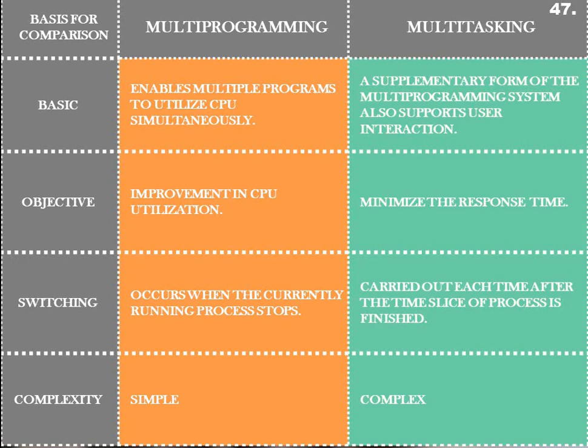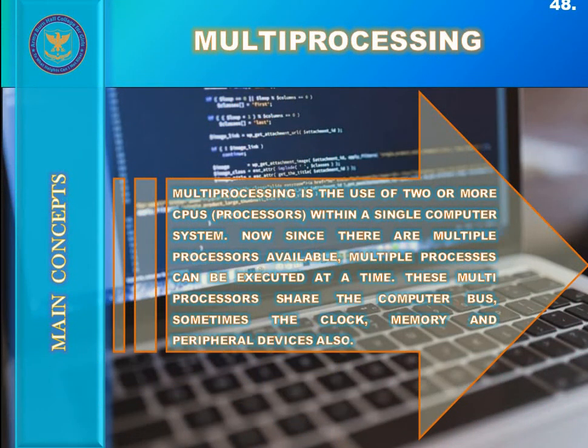In multitasking, the CPU takes care of the quantum. When the time slice or quantum of one program or task expires, then the CPU switches to another task or job for execution. While in multiprogramming, it takes care of the number of tasks of a program. When one task gets completed, then one program gets completed by the CPU, then it shifts to the other program. Multiprogramming is simple, multitasking is complex.